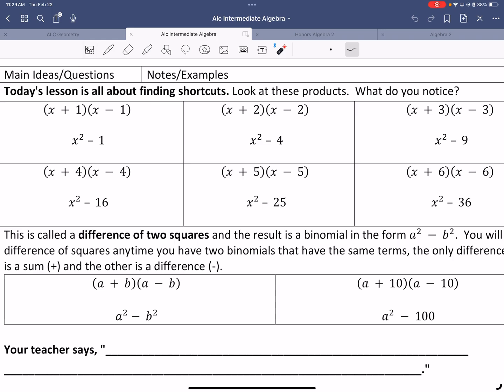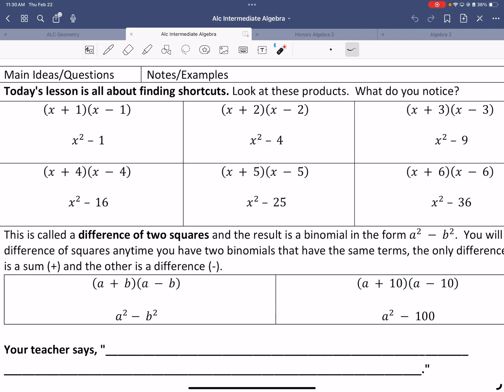And that happens in all of them. Positive, negative, but it's the same number. So we've got the same number, they're just opposites of each other. One's positive, one's negative. What do you notice about the answer besides they're all x squared? What's gone? What's not there that was there yesterday? How many terms did we end with yesterday? 3. How many terms do we have now? 2.